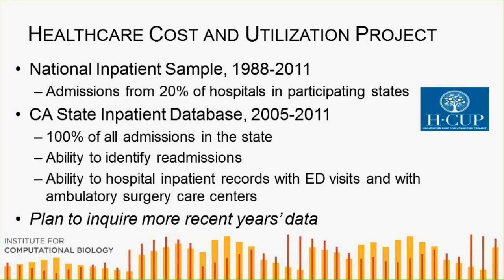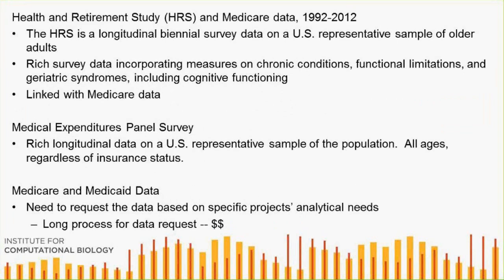They also have access to the Health and Retirement Study and to Medicare data. So the Health and Retirement Study is a longitudinal biannual survey. It's a representative sample of older adults in the United States. It includes a lot of information, and it's linked with Medicare data. So it's a very powerful data set as well. They have the Medical Expenditure Panel Survey, and then they also have Medicare and Medicaid data for the state. Okay? So, again, some of these data sets are going to be more appropriate to use for very specific populations, right? Medicare is typically for older adults or adults with certain disabilities, and Medicaid may be more focused on children or lower socioeconomic status, but it doesn't mean that you can't ask interesting and relevant questions.